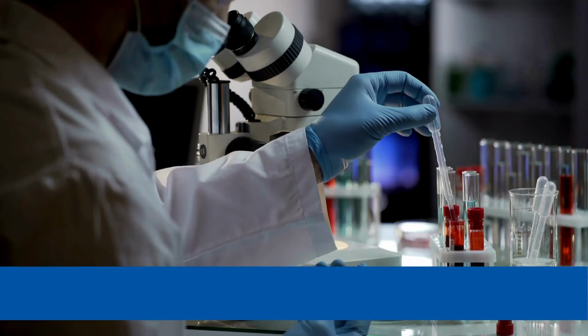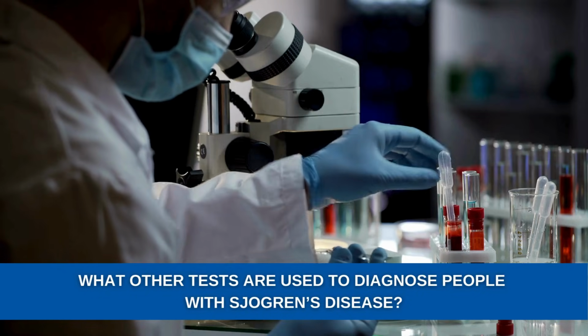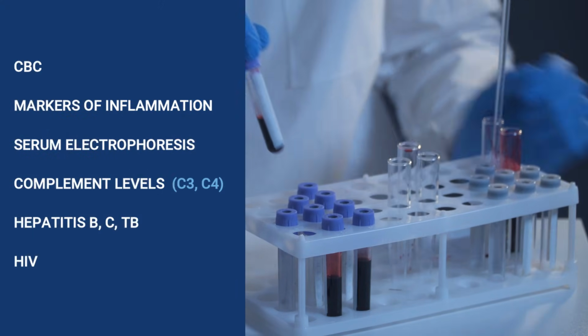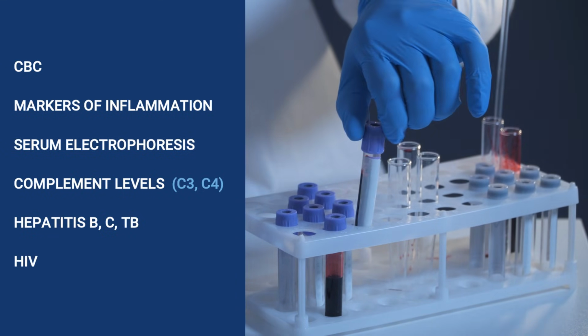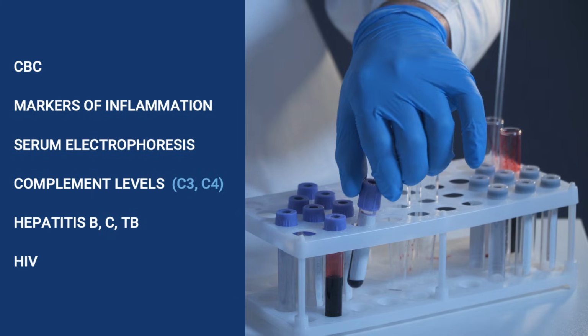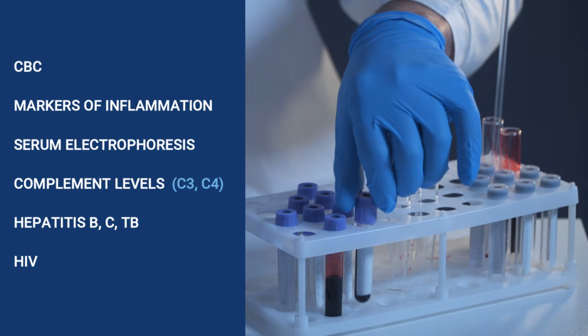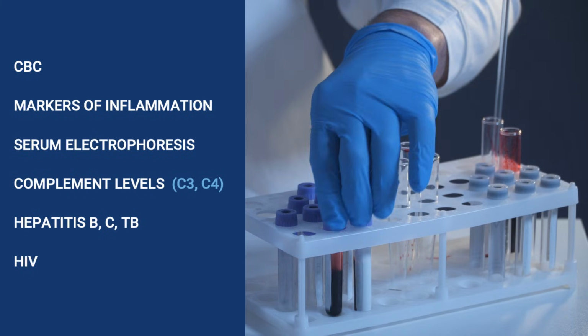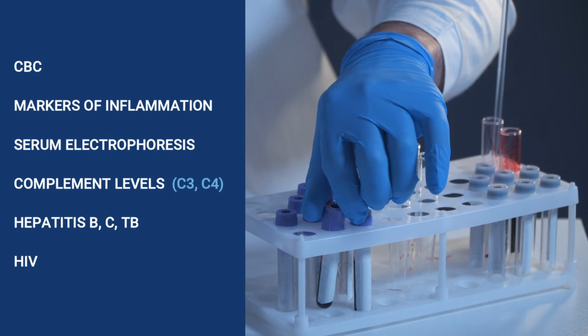What are the tests that are used to diagnose people with Sjogren's disease? Other laboratory tests are obtained very frequently along with the antibodies, like a CBC that is looking for signs of anemia, low white blood cells, low platelets. Markers of inflammation like SED rate can also be elevated. We also obtain serum electrophoresis and complement levels. We also test for hepatitis B, C, TB, and HIV because we want to rule out potential causes for symptoms that look like Sjogren's but is not actually Sjogren's.